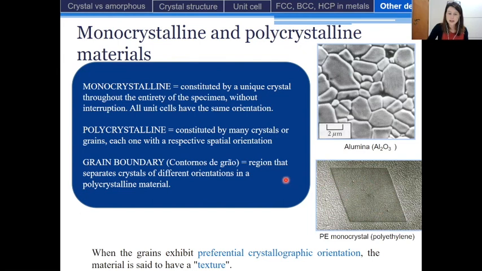So when the grains exhibit preferential crystallographic orientation in the material, as we will see in next classes, we will say that it has a texture. So we will introduce this concept again later.